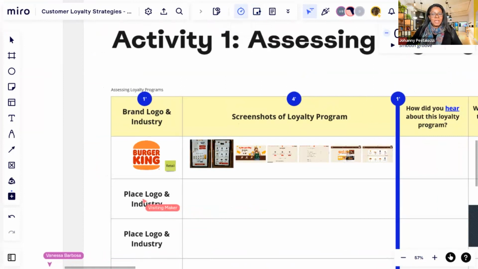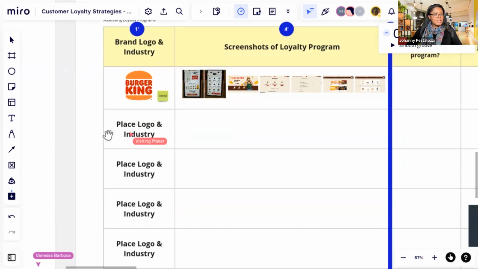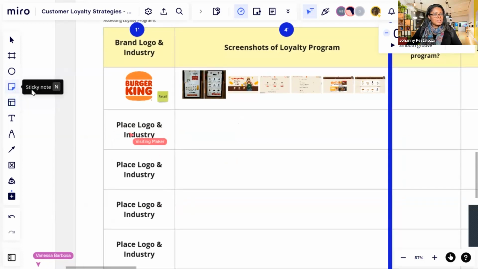Okay, it doesn't seem to be the case. So let's go for it. 5 minutes: find a logo of the brand that you regularly use, then take a sticky note from the left-hand side and name the industry, and then take a few screenshots of the website indicating the loyalty program. So let's go for it. 5 minutes.